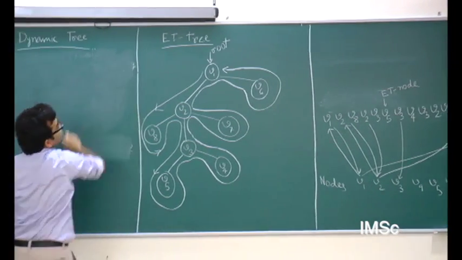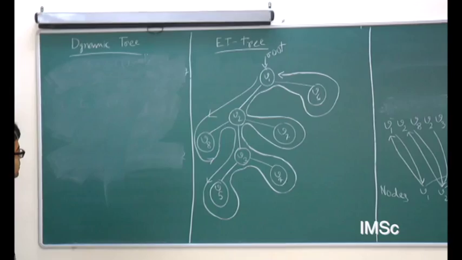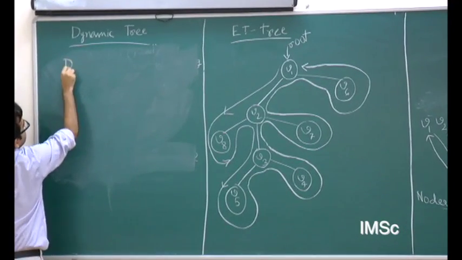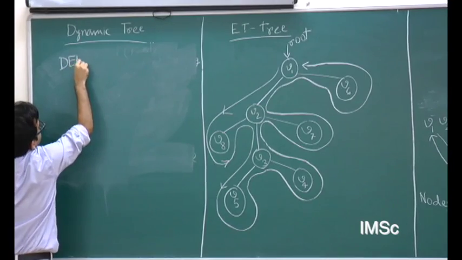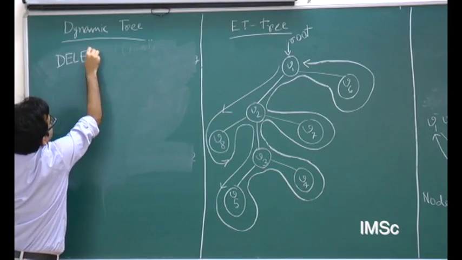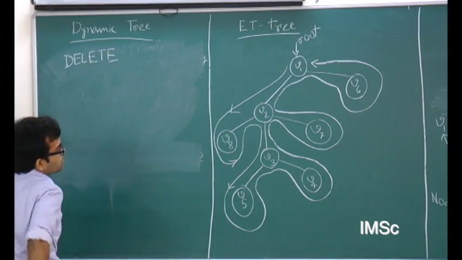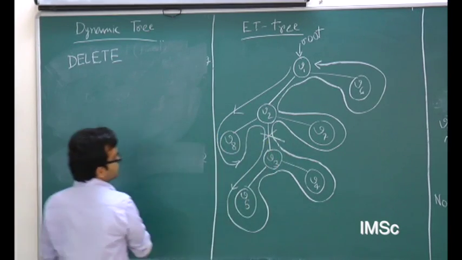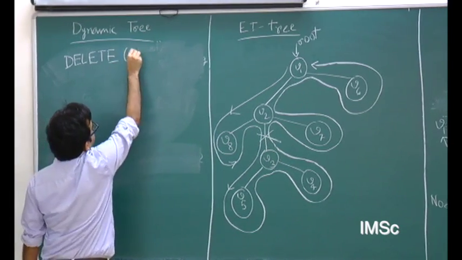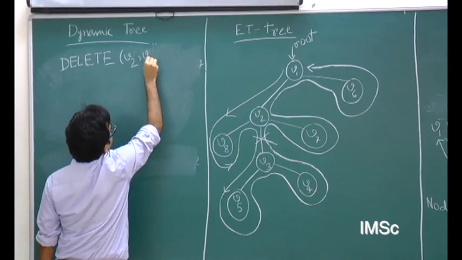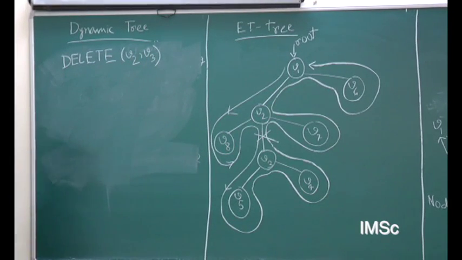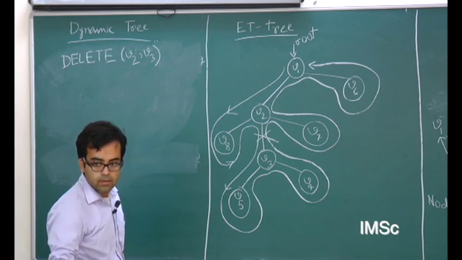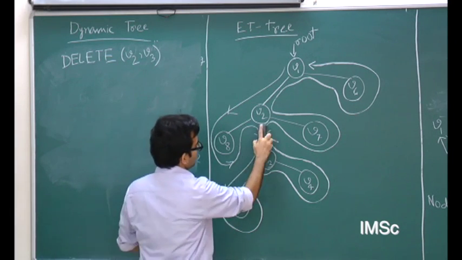Now, what is going to happen? Say we delete an edge. Let us take any edge. Let us say this one. Suppose we delete V2 comma V3 from this tree. So, now we will get two new trees. Let us just do this.